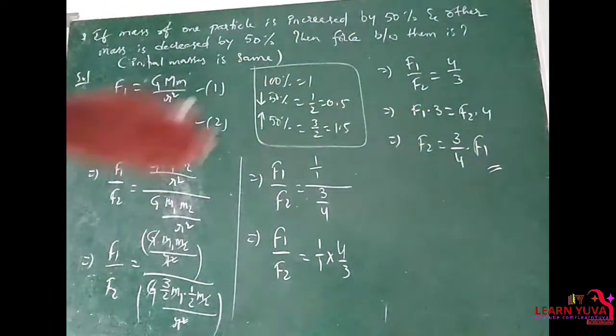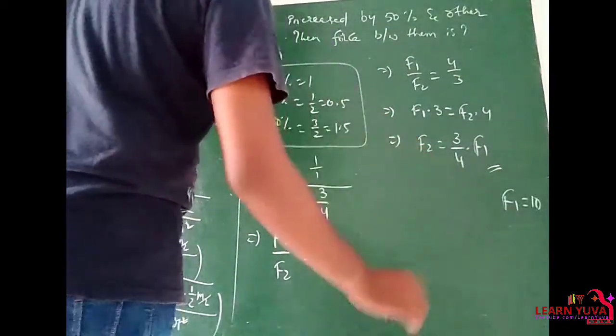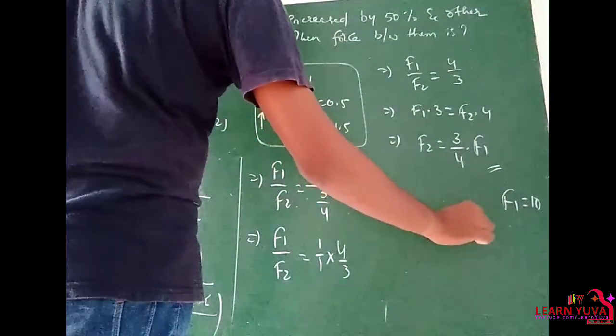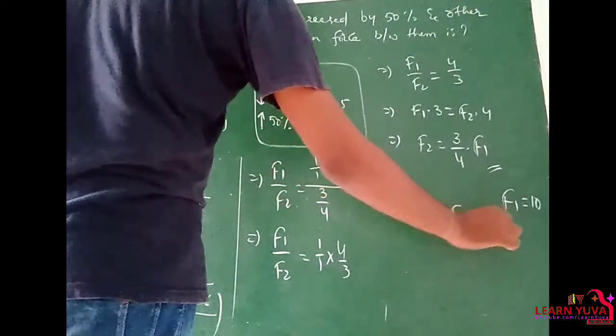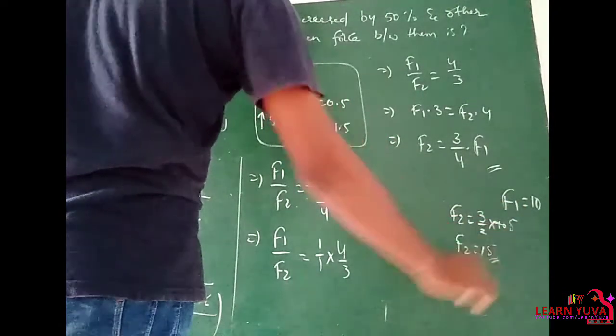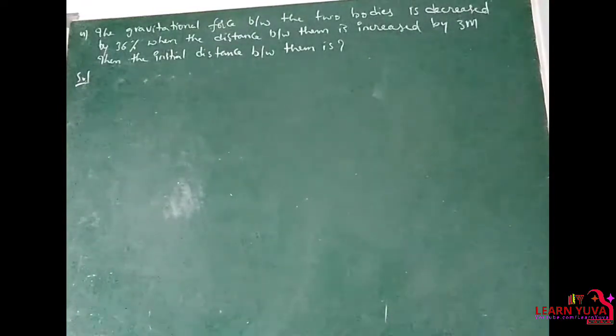If the initial force is, let's say, 10, then after changing the masses, F2 becomes 3 by 4 into 10. So that is 7.5. Clear? Right. Thank you. Next question.